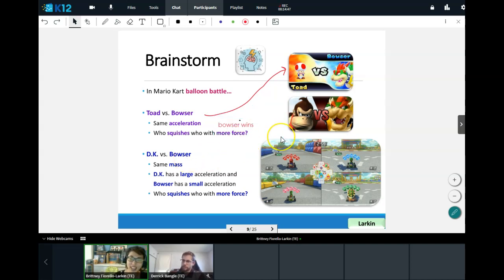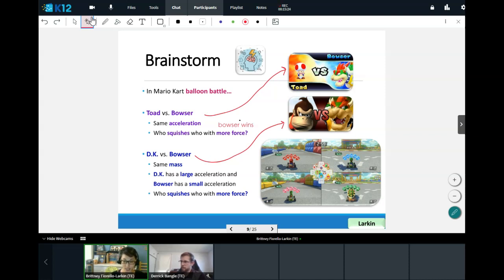He's a lot bigger. Now, on the other hand, let's say that we have DK versus Bowser, facing each other. And this time they are about the same size. They have about the same mass. But remember that in Mario Kart, if you press the button at just the right time, right before it says start, it will let you have a boost. It'll speed you up a lot faster. So let's say that DK this time gets that boost and has a really large acceleration, whereas Bowser kind of stalls and has a really small acceleration.